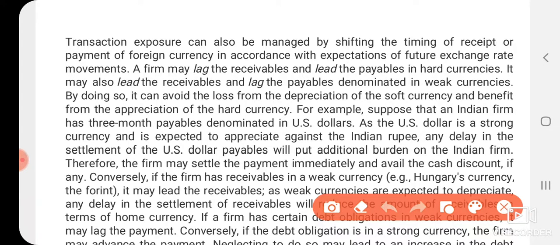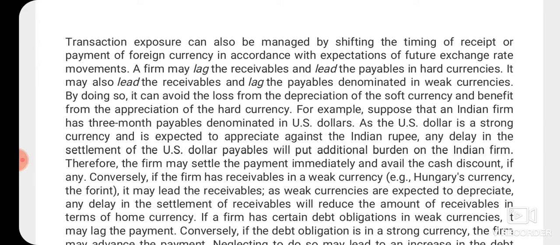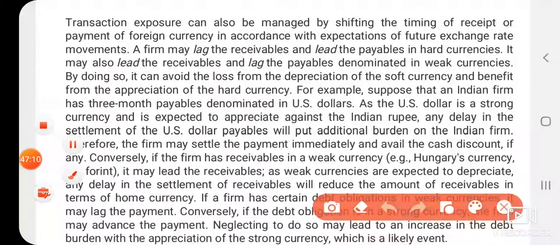it may lead the receivables, as weak currencies are expected to depreciate. Any delay in settlement of receivables will reduce the amount of receivables in terms of home currency. Okay, now I have explained in one way. US dollars appreciate means automatically it will have risk to you. For example, in case of weak currencies, lead the receivables and lag the payables denominated in weak currency.